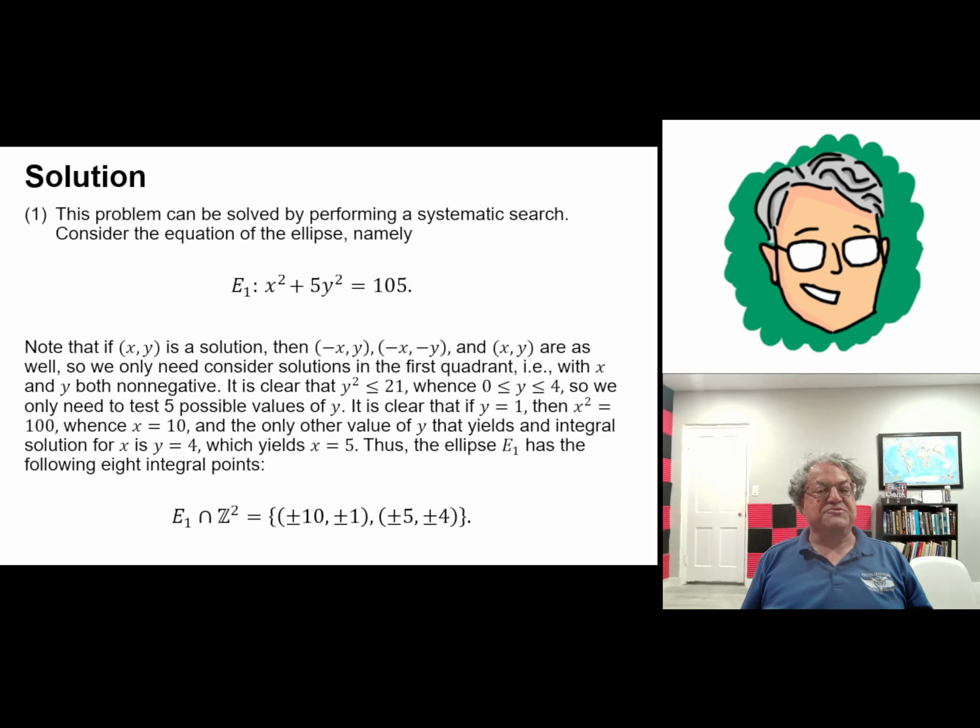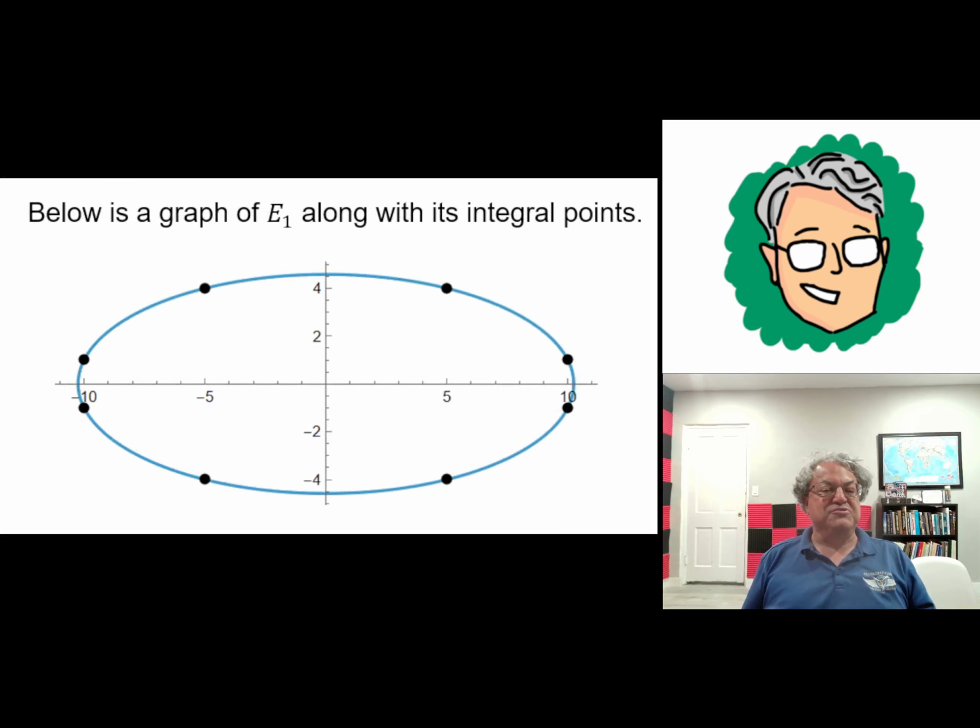These are the solutions. The integer points on the ellipse E1 are plus or minus 10, comma plus or minus 1, and plus or minus 5, comma plus or minus 4, where the plus and minuses are independent of each other for each of these ordered pairs. So that's 8 points. And if you want to know what they look like, here's the picture. I showed this on the first slide. And you can see it has this nice symmetry to it.